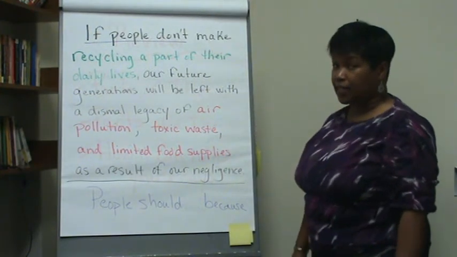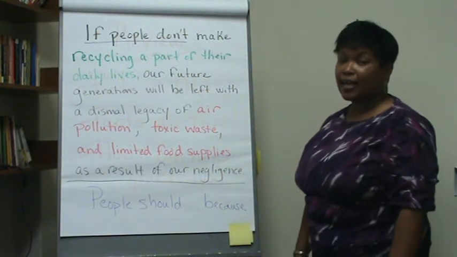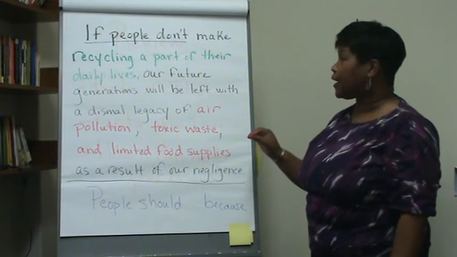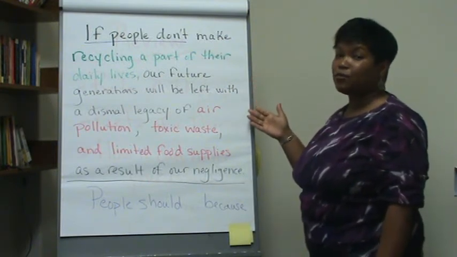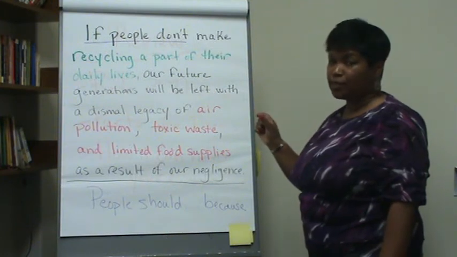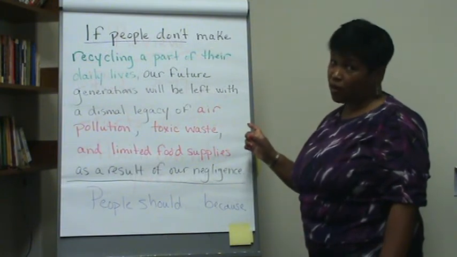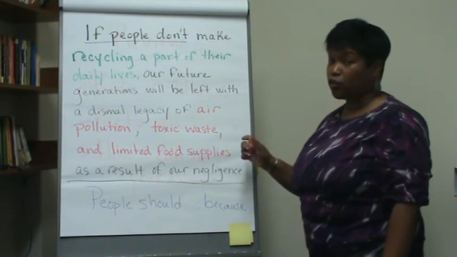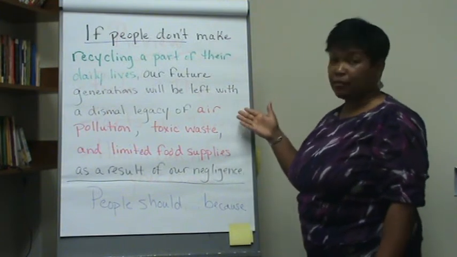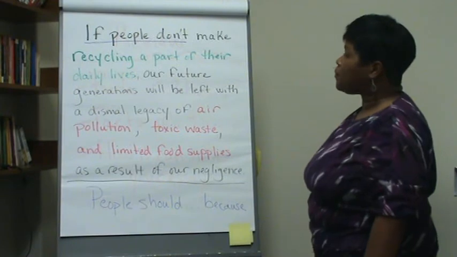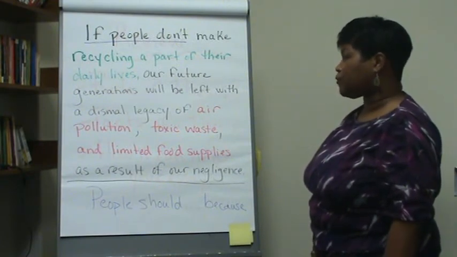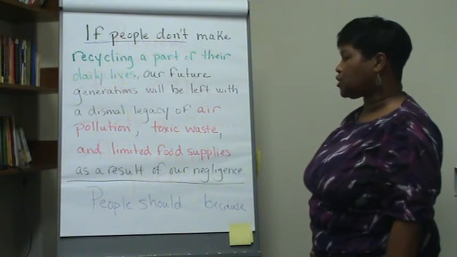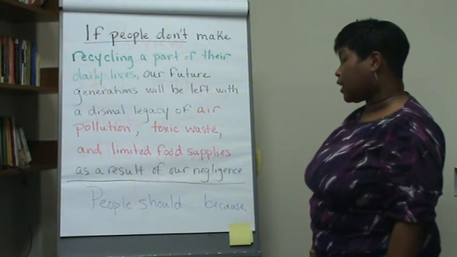A specific essay map, on the other hand, allows us to guide our readers in a very purposeful way. So, if we look at this particular example of a thesis, we can see that we are now focusing on specific aspects and we're not allowed to venture off in any way. We don't have as much room for possibilities with this type of thesis statement. So, if people don't make recycling a part of their daily lives, our future generations will be left with a dismal legacy of air pollution, toxic waste, and limited food supplies as a result of our negligence.